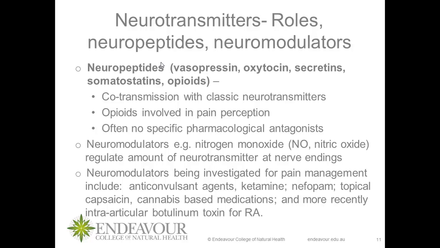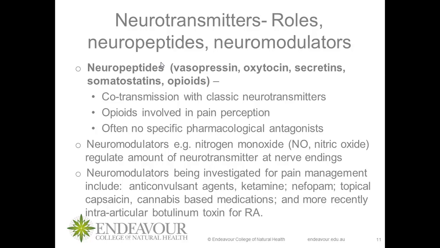But there are others involved in other pathways in the CNS. Maybe they're a co-transmitter working with a classic transmitter. So things like vasopressin, oxytocin, and secretins, somatostatins, these are all neuropeptides. Another substance that's neuromodulatory is nitrogen monoxide, just a very simple gas. Active as a neuromodulator in the CNS, where we think it regulates the amount of neurotransmitter that's released from nerve endings.